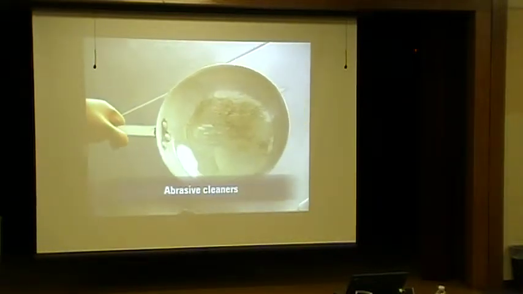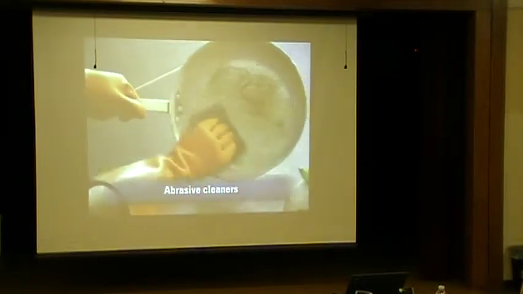Abrasive cleaners contain a scouring agent that helps scrub out hard-to-remove soil. If you've got pots and pans with baked-on food, this is what's often used to remove it. Remember to use abrasive cleaners carefully because they can scratch surfaces.